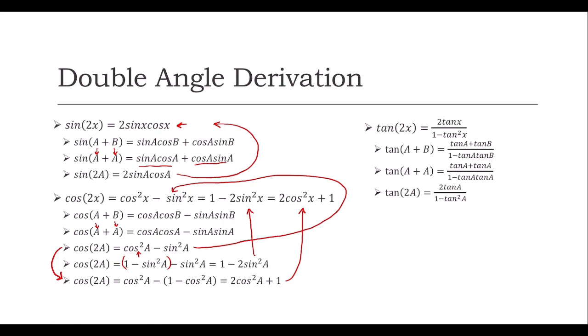Finally, we can derive our double angle identity for tangent. So this is a new double angle identity that we haven't talked about in any of the previous videos. But our tangent of a plus b equals tan a plus tan b over 1 minus tan a tan b. And then if we put the same angle in, we'll get tangent of a plus tangent of a over 1 minus tangent of a times tangent a. So our tangent of 2a is 2 tangent of a over 1 minus tangent squared of a, which is our double angle identity here.